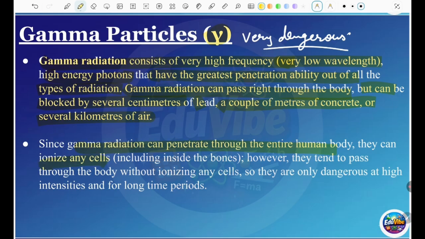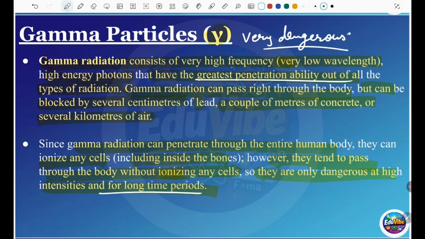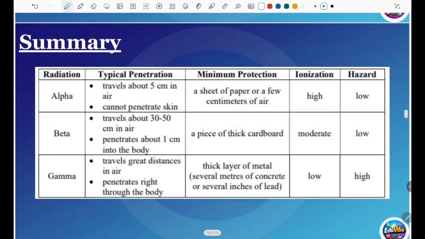They don't ionize many cells, including inside bones. They tend to pass through the body without ionizing cells, so they are only dangerous at higher intensities and for long time periods. So very dangerous, great penetration ability, high frequency, and low wavelength. The entire human body can be endangered by this. There's a summary for that.